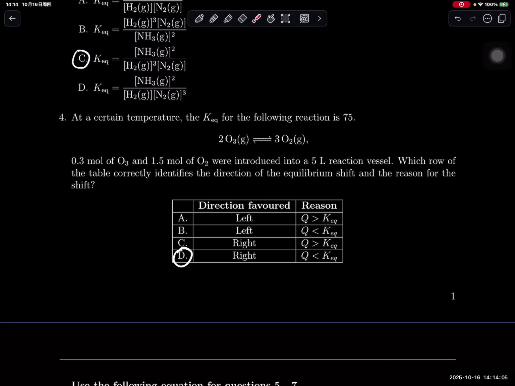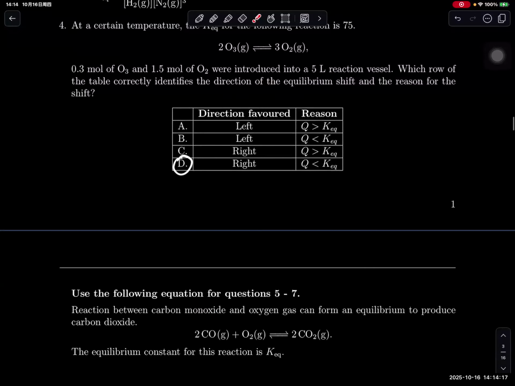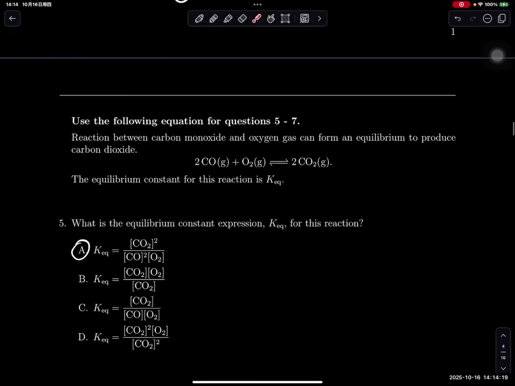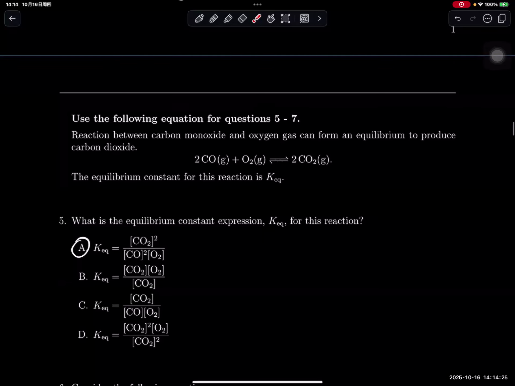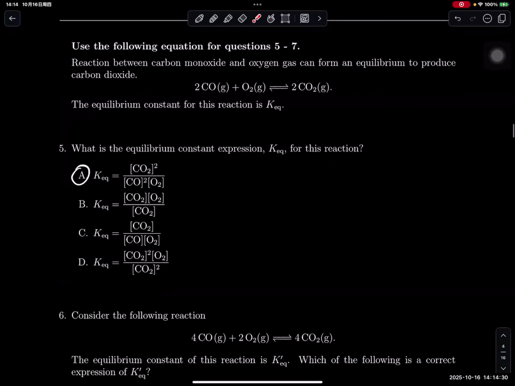Right, during the calculation, don't forget to keep track of your volume because they give you the amounts in moles, so you have to divide by volume to get concentrations. Okay, and then you compare. So D is the right answer. Questions 5 to 7, combustion of carbon monoxide. Okay, question 5 is pretty trivial.